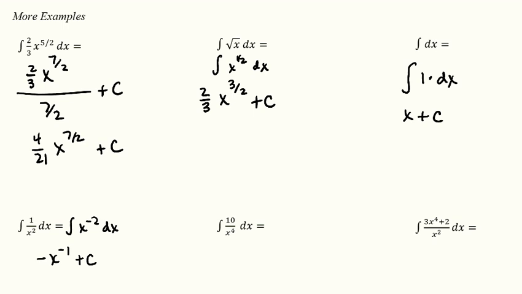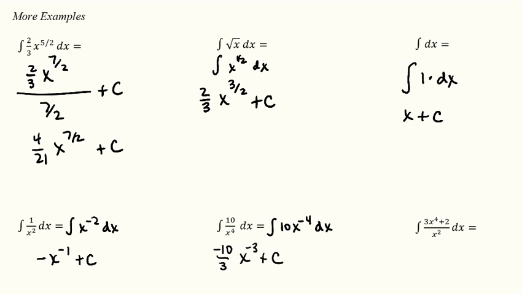Okay, so the same thing over here. This is going to be 10x to the -4 with respect to x. And so I'm going to go ahead and increase the power by 1 to -3. I've got 10, and I'm going to divide by -3.